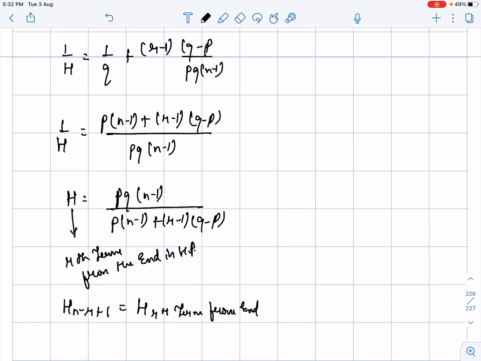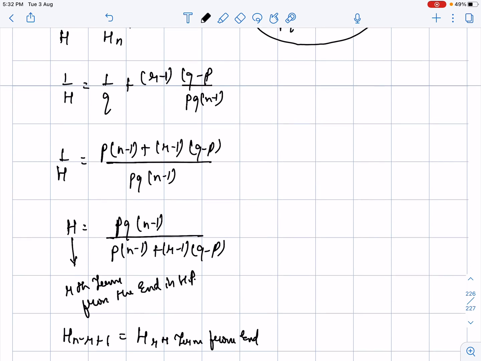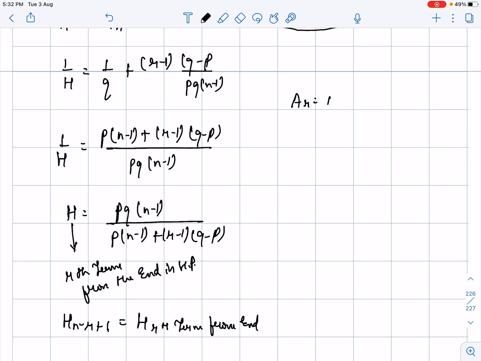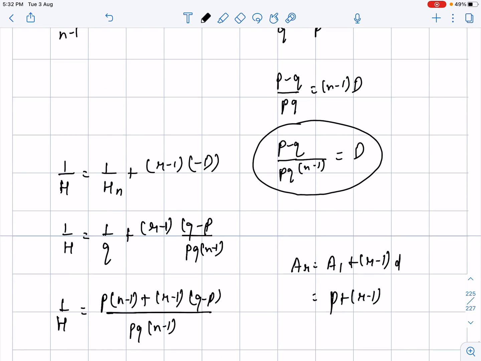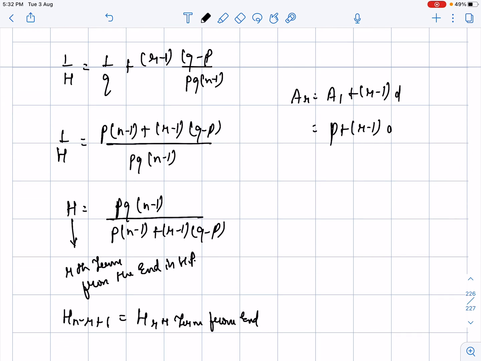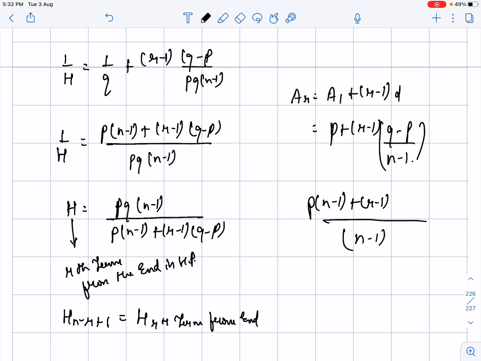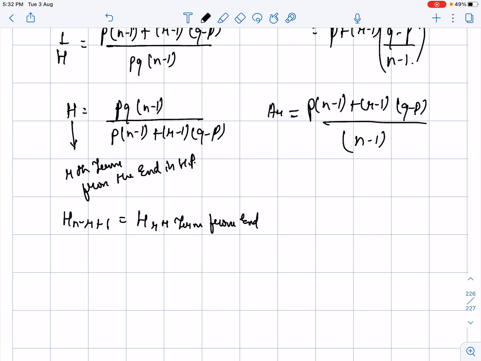Now proceeding further, we will compute the rth term from the beginning in the AP. So Ar will be written as A1 plus r minus 1 times small d. A1 is p, and r minus 1 times d is what we know. The small d we computed is q minus p upon n minus 1. Now taking the LCM, n minus 1 will come over here, and it becomes p times n minus 1 plus r minus 1 times q minus p as the value of Ar. So we have computed the value of Ar, and we have computed the value of the rth term from the end of the HP.